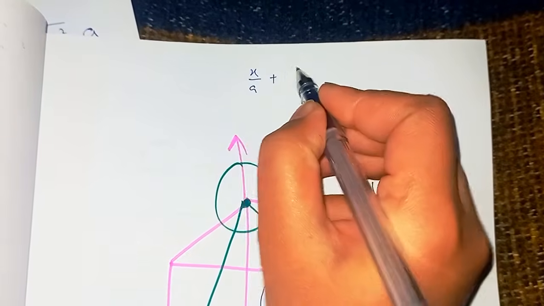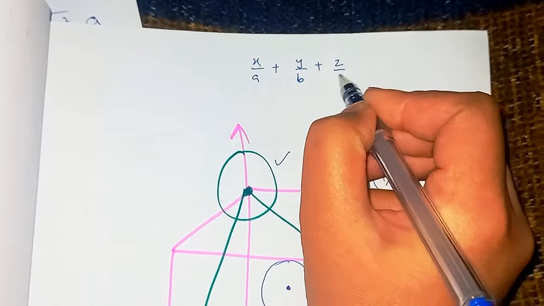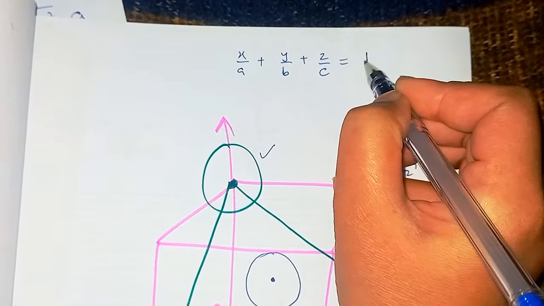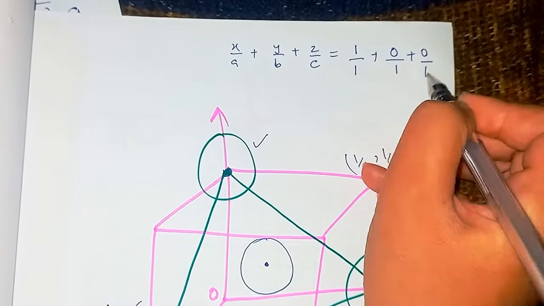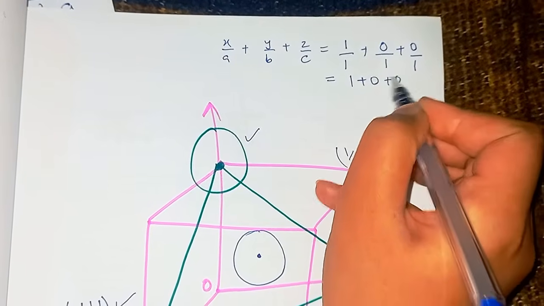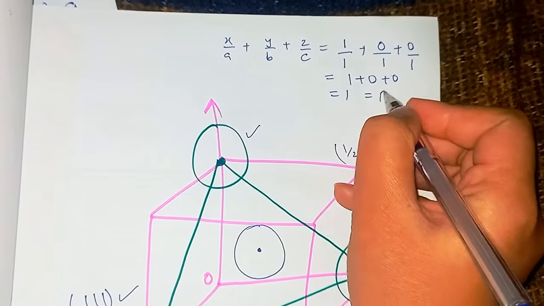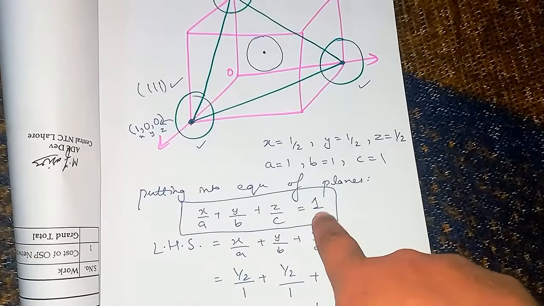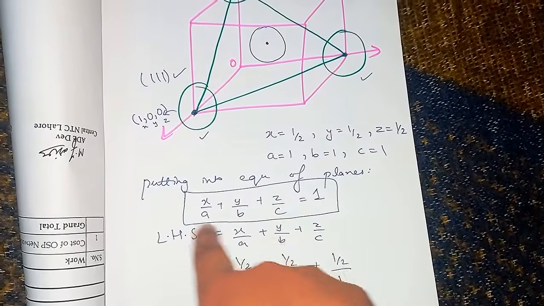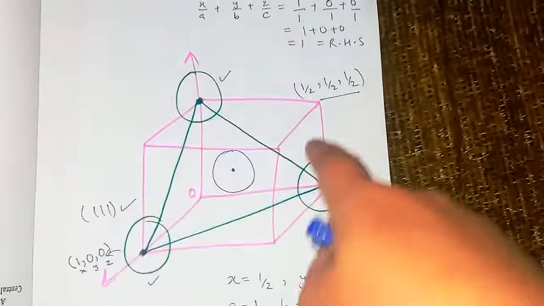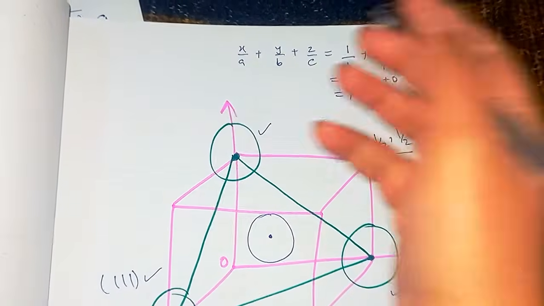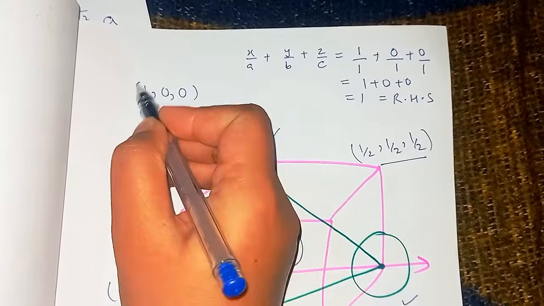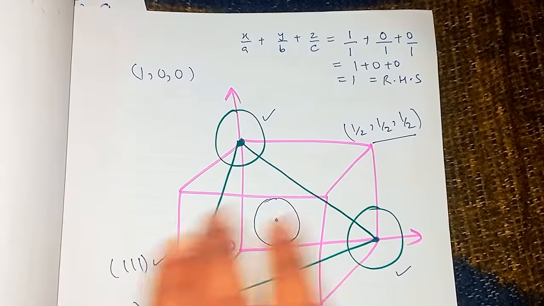It's x over a plus y over b plus z over c. Put the values. It's 1 for x divided by 1, y is 0 divided by 1, z is 0 divided by 1. So it's 1 plus 0 plus 0, that equals 1, and it is actually equal to the right hand side, which is 1. You can see the right hand side is always 1, so you have to check whether the left hand side comes out to be 1 or not. That is the basic thing that you need to test. We can see that it equals 1, hence this atom whose center is located at this point is contributing to the plane. That is how you decide.